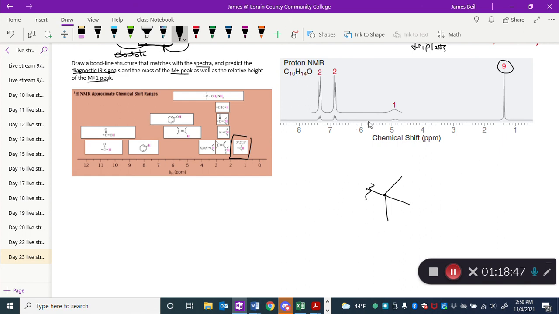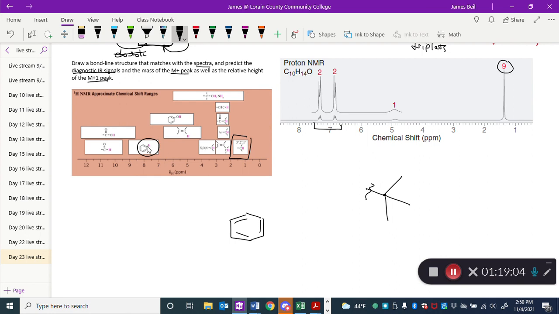All right, so what else do I have here? I've got the signal down here around 7, and that's usually an indication of an aromatic ring. So here's another piece of my puzzle. I'm going to have an aromatic ring present here.